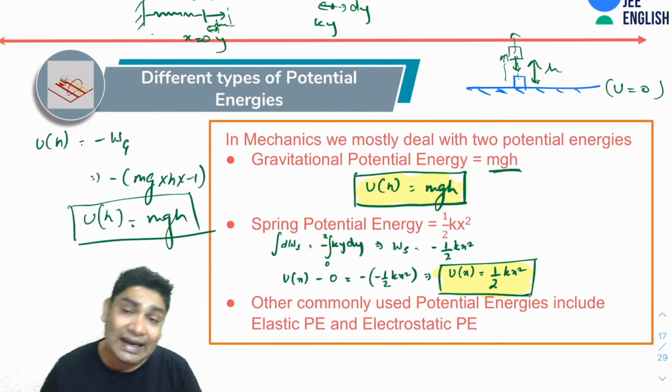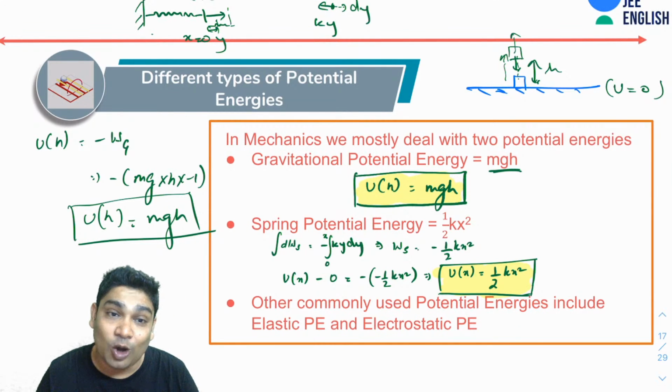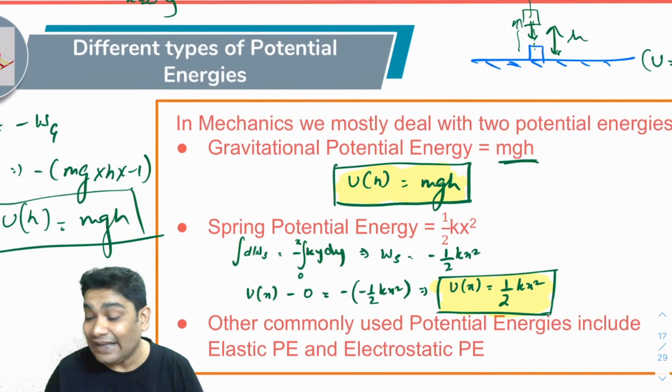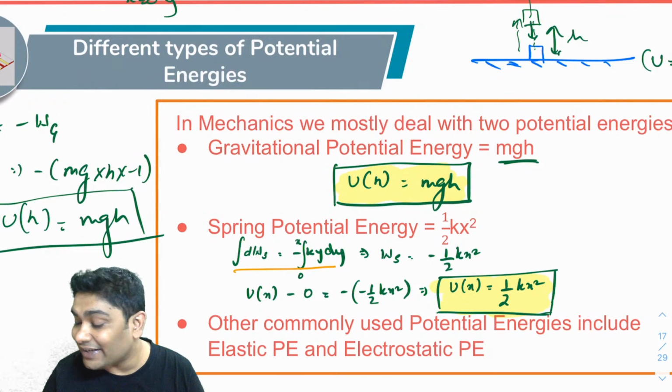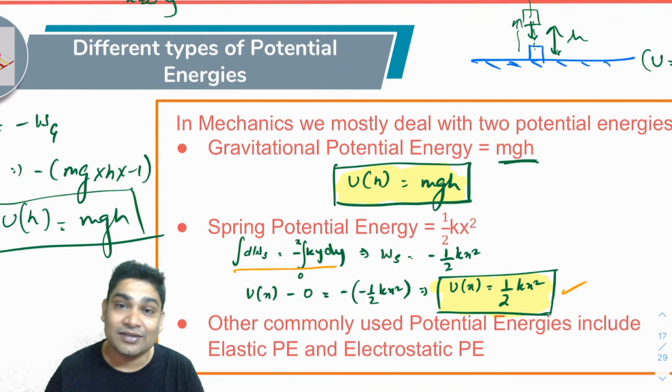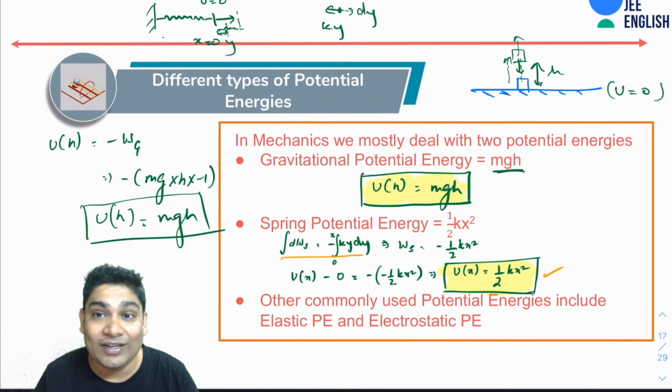Once you remember these functions, all you have to do is find the difference in potential energy, and that will always tell you the work done by gravity or the work done by spring. You don't have to do this integration again and again. So the idea is to avoid this integration again and again if you remember this result, because you will always get the same result.